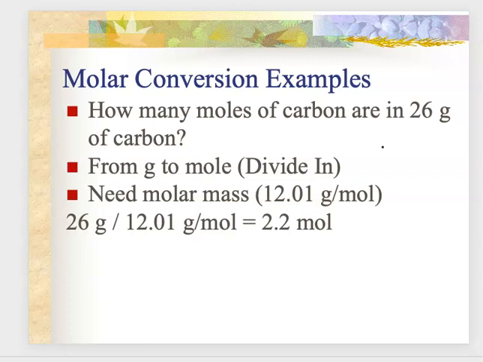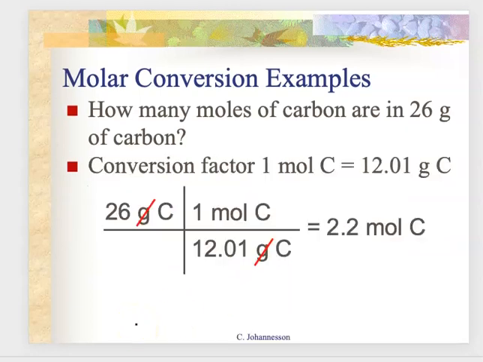Moles are in the center, so you're going to be dividing in. You need the molar mass for carbon. If you look that up on the periodic table, it's 12.01 grams is 1 mole. So I take the number I start with, 26 grams, I divide it by 12.01, and I get 2.2 moles.